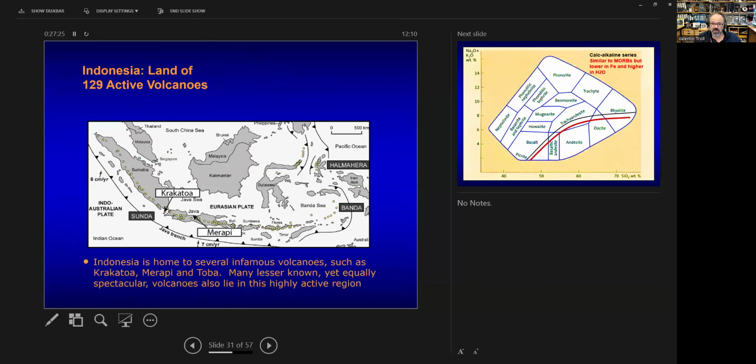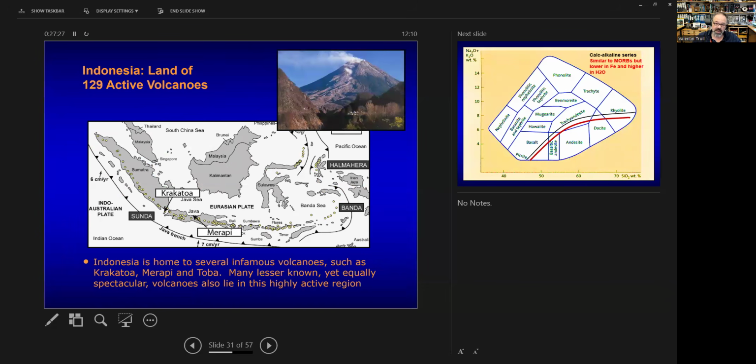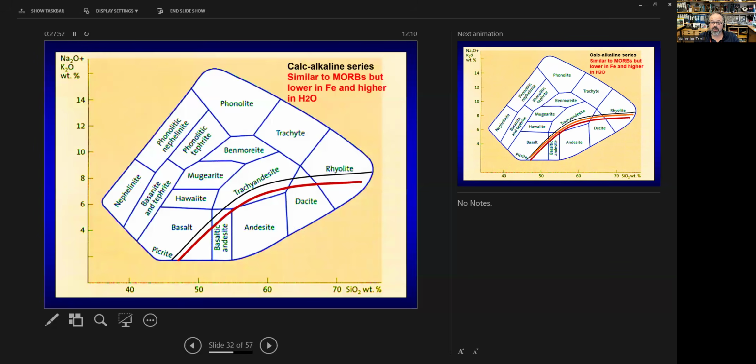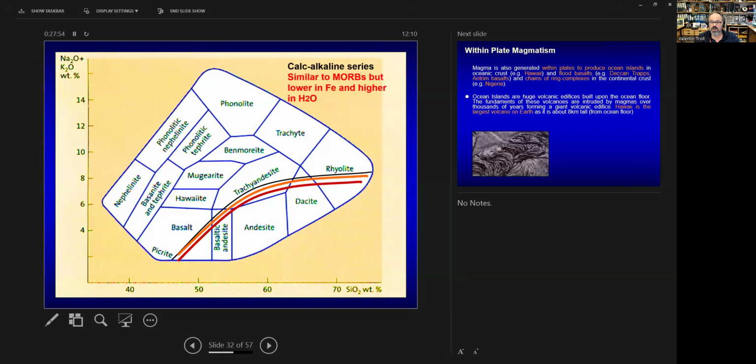So Indonesia, another example, the land of 129 active volcanoes. It's home to several very infamous volcanoes. There's Krakatoa, there's Toba, there is Merapi, and there's, of course, the big eruption of 1815 at Tambora, and the year without a summer, 1816. All of this goes back to Indonesia. And let me quickly show you where these rocks would fall. They would fall also in the subalkaline part of the diagram here.